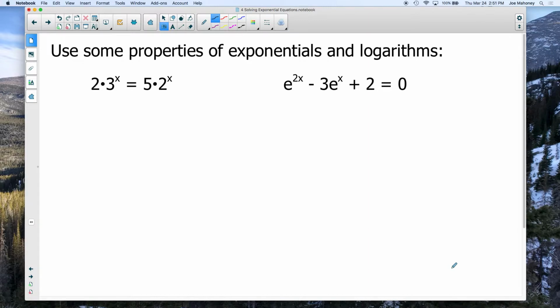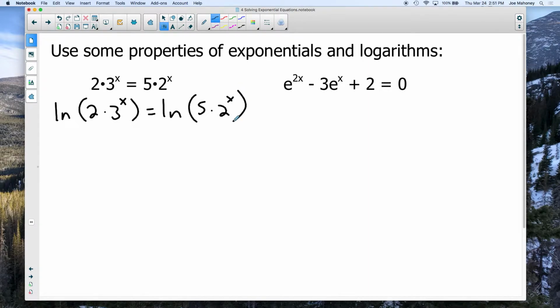So I'm going to take the log of both sides, and you can do log, you can do natural log, it doesn't really matter. I'm going to do the natural log of 2 times 3 to the x. Take the natural log of this side, 5 times 2 to the x.